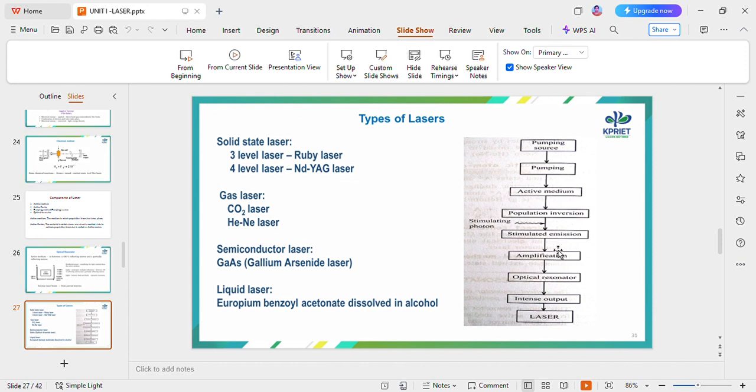And this flow chart shows how the laser light is emitted. We use a pumping source to pump the atoms from the ground state to the excited state. In between optical resonators, we have kept this active medium. When we supply energy, the active medium gets excited. When population inversion is achieved, stimulated emission will take place. By stimulated emission, amplification of light takes place, and between the optical resonator multiple reflections occur, and we get an intense beam of laser. So this is called laser, light amplification by stimulated emission of radiation.